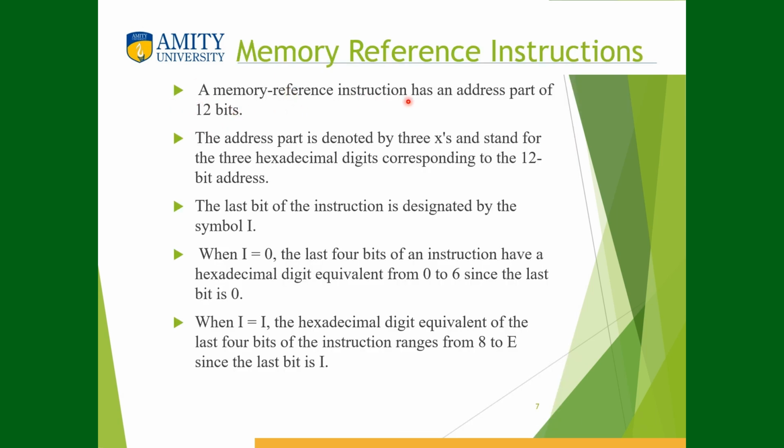The memory reference instruction has an address part of 12 bits. The address part is denoted by 3 x's, which stand for the 3 hexadecimal digits corresponding to the 12-bit address. So we have a 12-bit address which is represented by 3 x's, and each x stands for a hexadecimal digit, and that's how the 12-bit address is made up. The last bit is designated by the symbol I. When I is 0, the instructions have the first hexadecimal digit from 0 all the way to 6, and when the I bit is 1, then the hexadecimal digit ranges from 8 all the way to E.